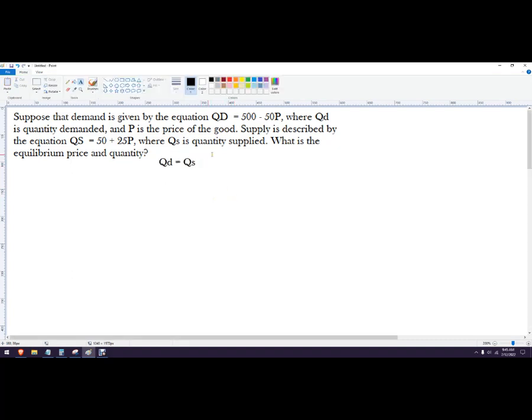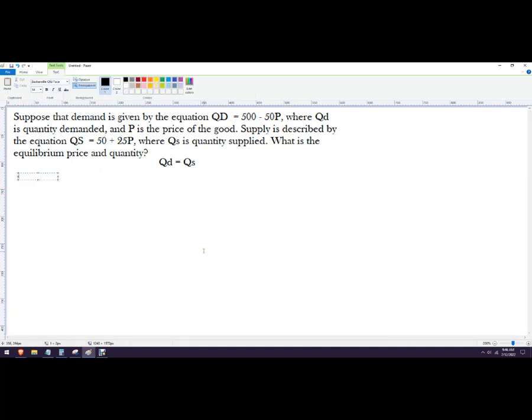And then whatever that price is, I can plug it into quantity demanded or quantity supplied, and that'll give me the equilibrium quantity. So I'm going to do this all algebraically without graphing, but you alternatively could just graph both of these functions, and then it will show you the answer. So if you want to do it that way, you certainly can.